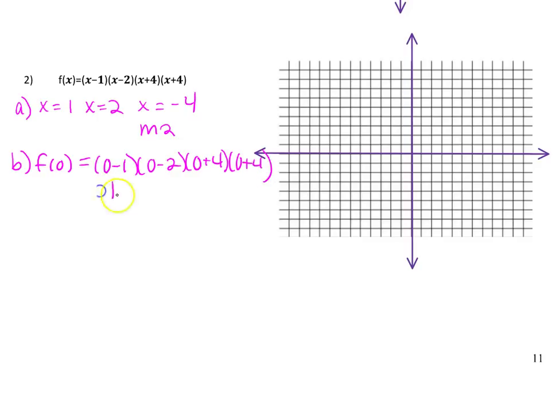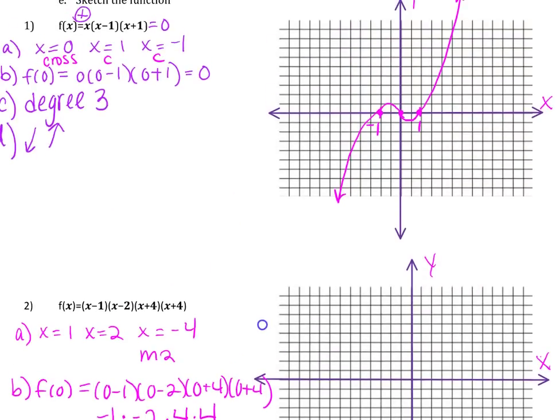Okay, so this is -1 times -2 times 4 times 4. So that's 16 times a positive 2, so this goes to 32. So we're going to cross the y-axis at 32. So I'm going to have to adjust my scale. Keep that in mind. What's next here?